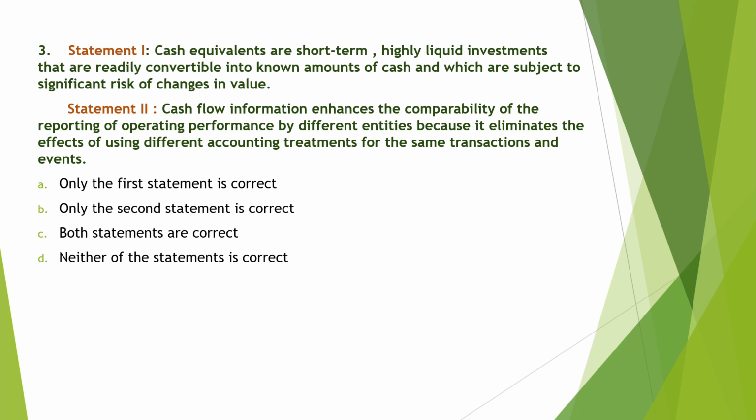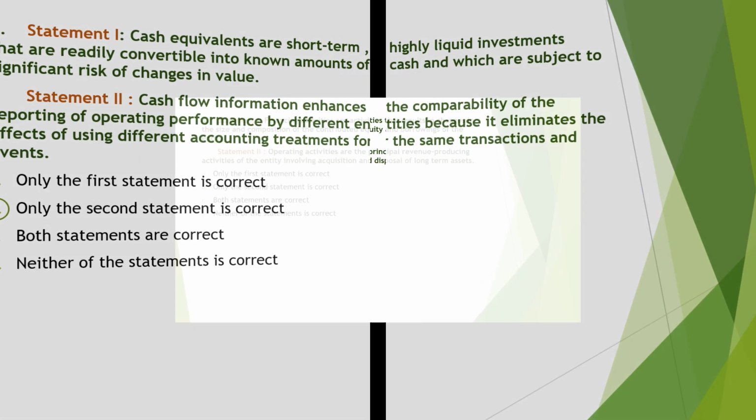In the statement of cash flows, when providing the cash flow information, we are using the cash basis of accounting. So therefore, we are comparing different entities. It is more comparable because it is the same. The statement of cash flow is cash basis for all of you. So therefore, it eliminates the effect of using different accounting treatments for the same transaction and events. So therefore, the correct answer is letter B. Only the second statement is correct.